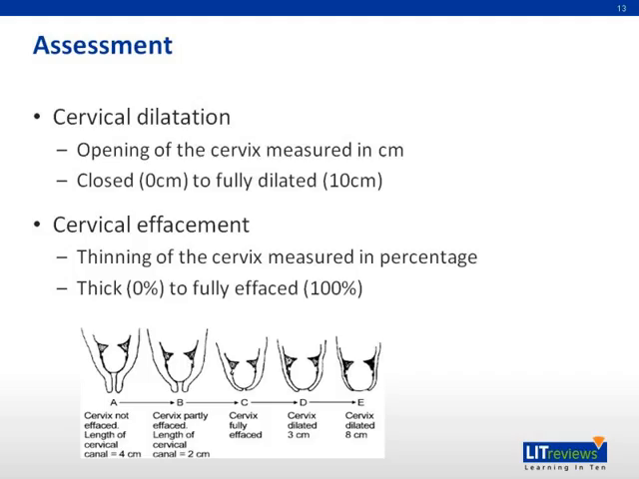Cervical dilatation is the opening up of the cervix during labor and is measured in centimeters, ranging from closed to fully dilated at 10 centimeters. Cervical effacement is the thinning of the cervix during active labor and is measured in percentages, 100% indicating a fully effaced cervix.